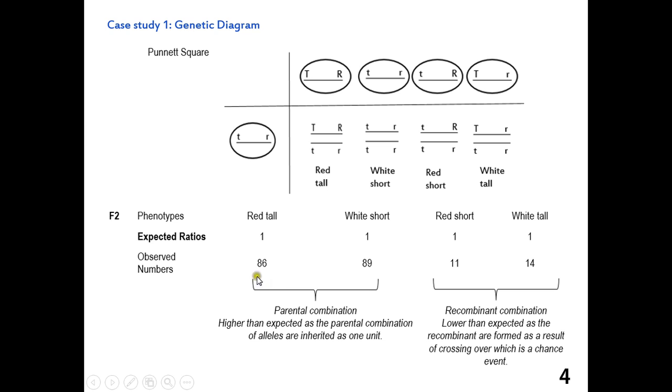However, the observed numbers will deviate, and I'll expect in your genetics diagram to give the explanation why they will deviate. So for instance, these 2 numbers correspond to the parental combination, and they would be observed to be higher than expected, with the explanation that the parental combination of alleles are inherited as 1 unit. The other 2 combinations, we refer to them as the recombinant combination. It is expected that you are able to provide the explanation that the numbers will be lower than expected because the recombinants are formed as a result of crossing over, which is a chance event.